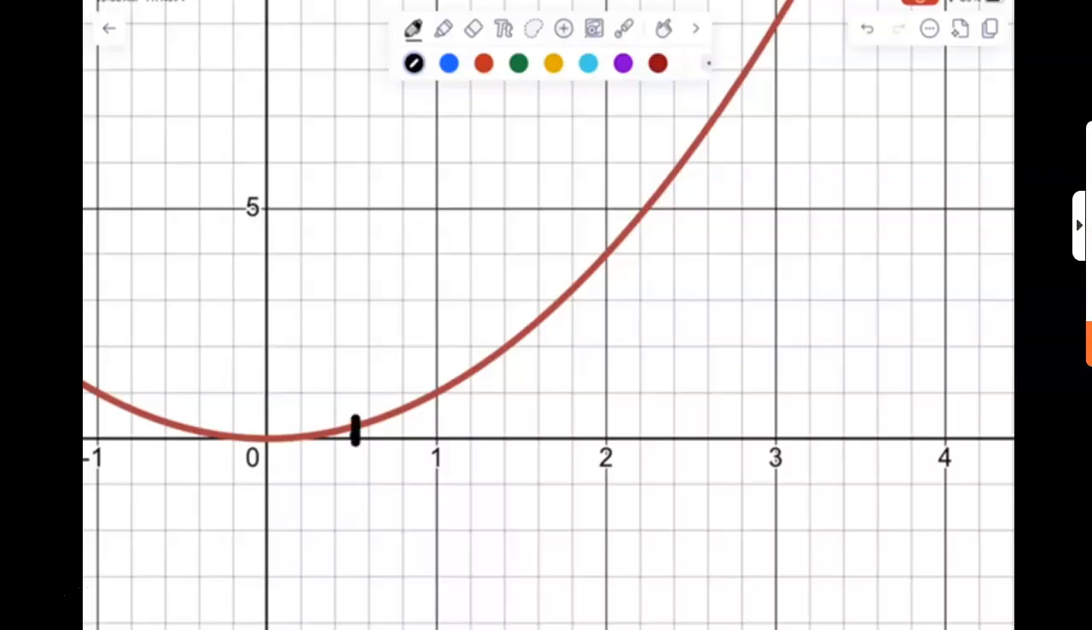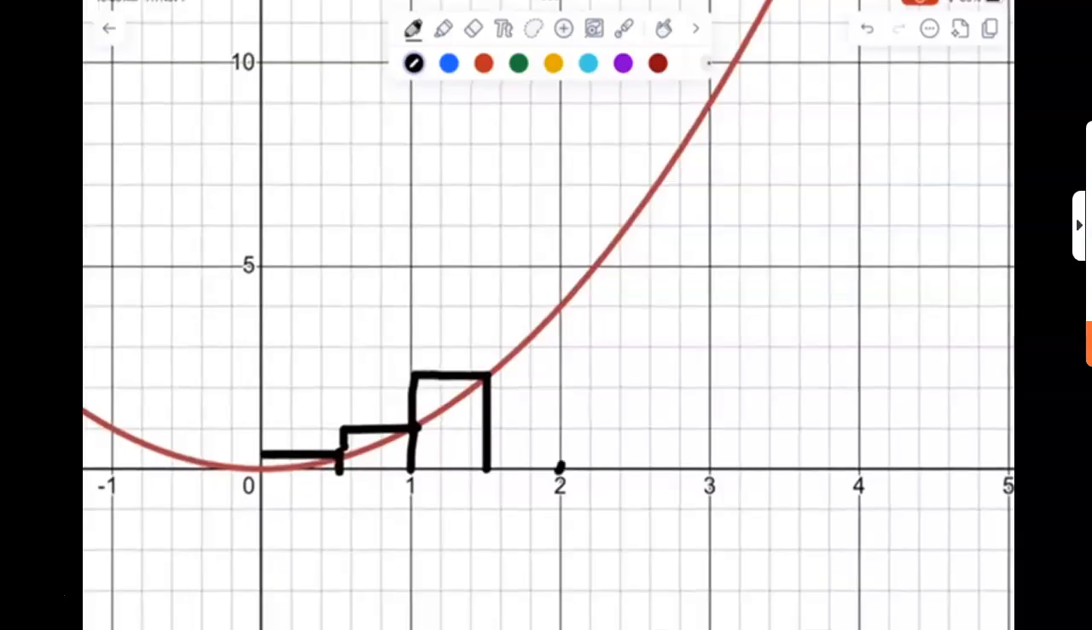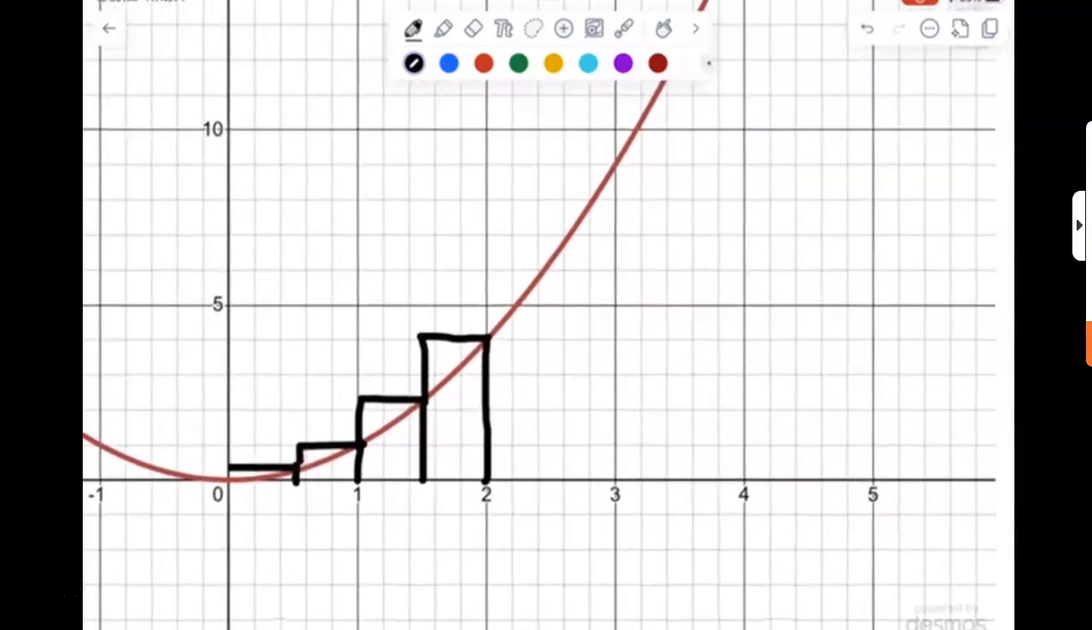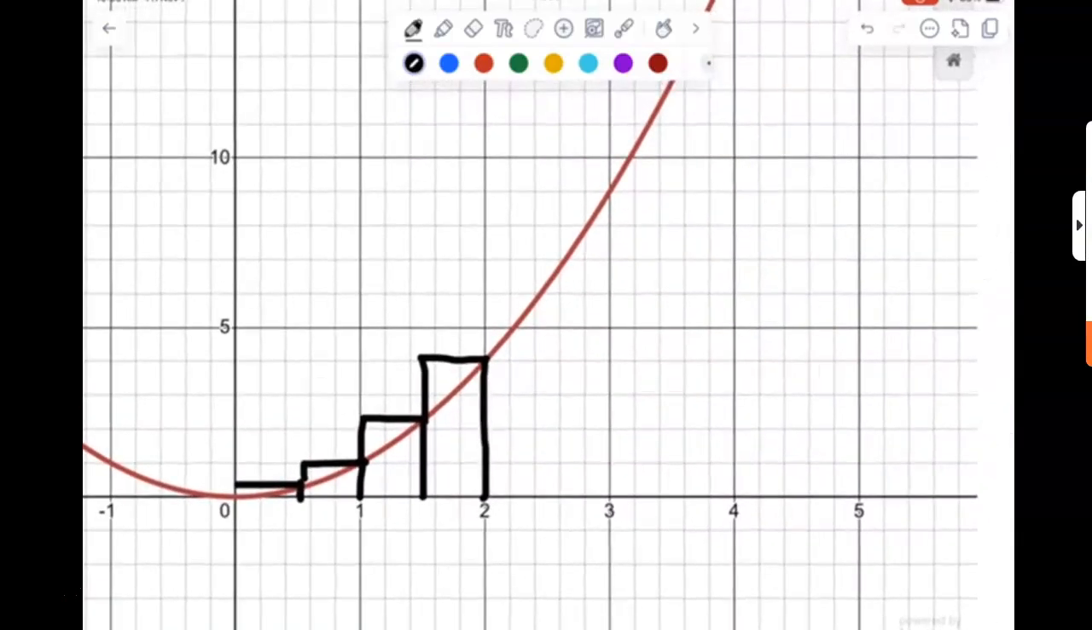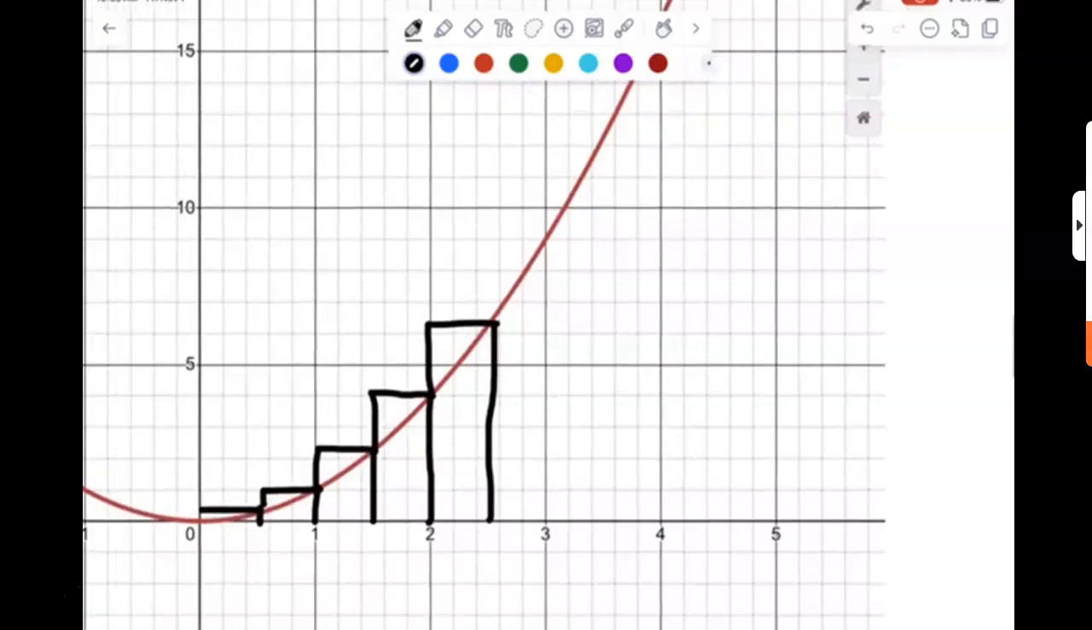And so we're going to be looking at this first rectangle here, then this second rectangle, and then this third rectangle, and we just keep going. Now you can see here that these rectangles are leaving a lot less out than some of our previous examples. We just keep going through and doing that.